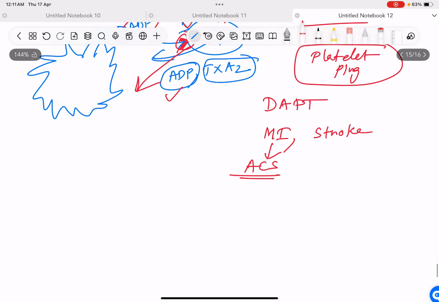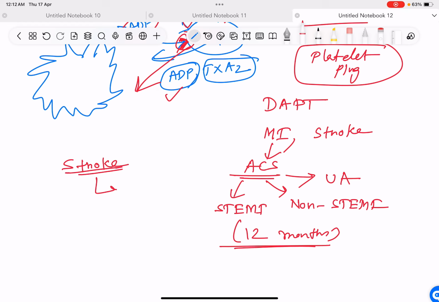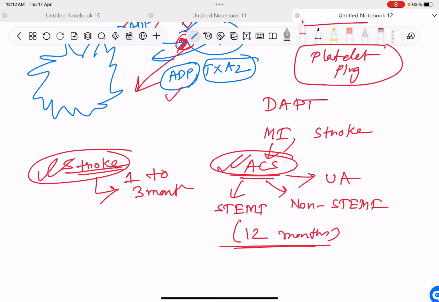Okay, in a patient with MI or any sort of acute coronary syndrome. Acute coronary syndrome includes three things: STEMI, non-ST elevation MI, and last one is unstable angina. In these three conditions, double antiplatelet therapy is prescribed for 12 months. But for stroke patients, it is prescribed for 3 months maximum, 1 to 3 months. So these are the mainly two important areas where it is indicated. One is stroke, other one is acute coronary syndrome. For stroke, 1 month to 3 months. For acute coronary syndrome, up till 1 year.